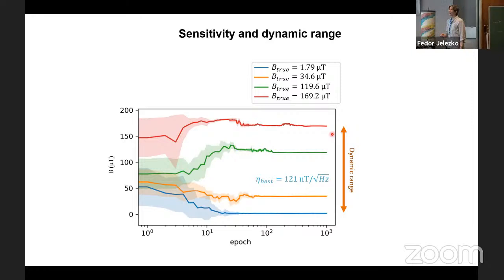So you decrease your error and still have a high dynamic range. So this combination can be very useful in case both parameters, not only the sensitivity, but also dynamic range, are important.